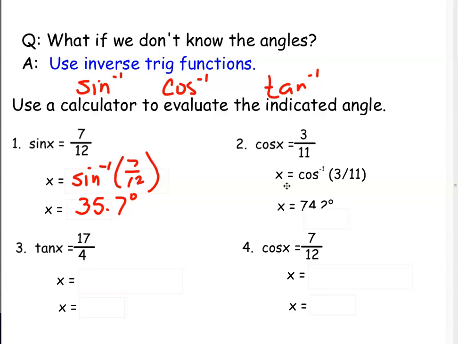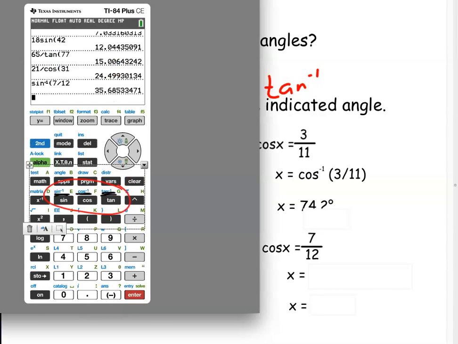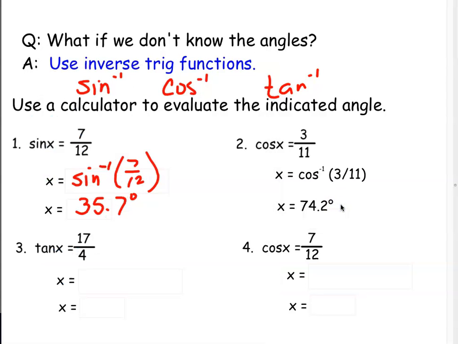Okay. All right, for question 2, it says that cosine of x is 3/11, which means that x is going to be the inverse cosine of 3/11. So second cosine 3/11, and we get an angle of about 74.2. Okay, I'm going to pause the recording. I want you guys to try the next two.